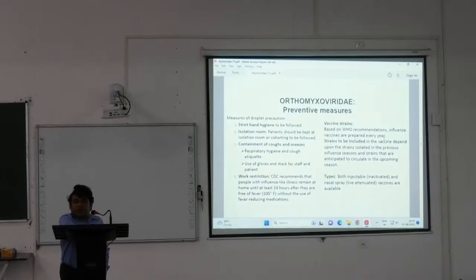Now, preventive measures, I have already told you, the transmission is by aerosol. So what would be the preventive measure? Standard precaution and airborne precaution. All the parameters including standard and airborne precaution should be followed. And the best method of prevention is by vaccines.